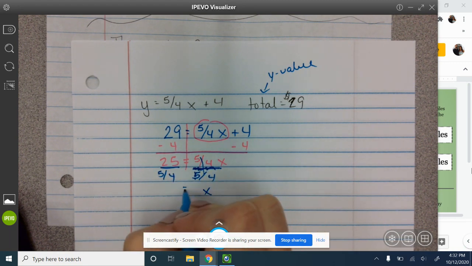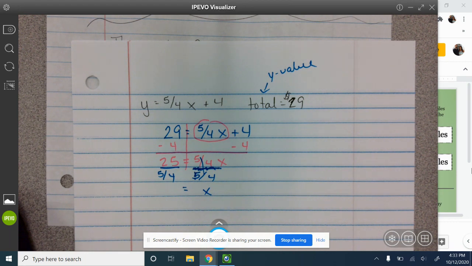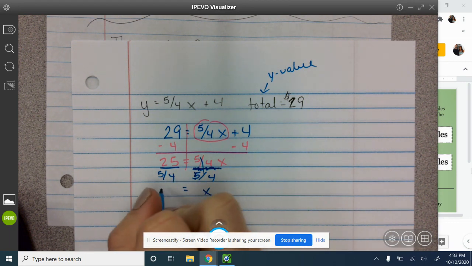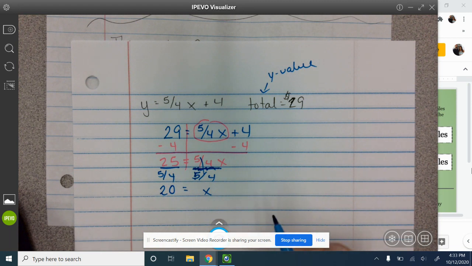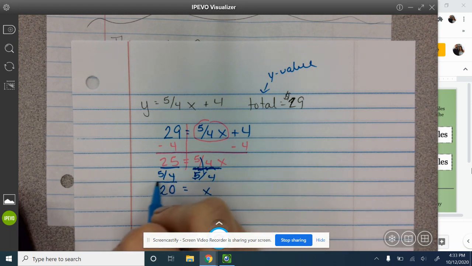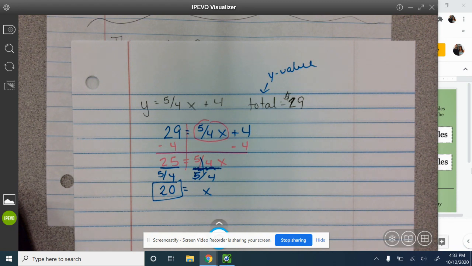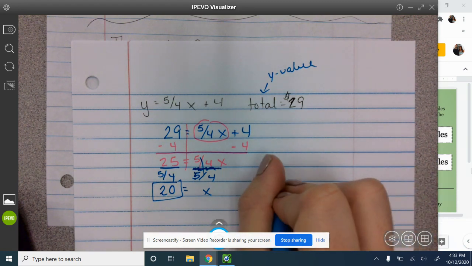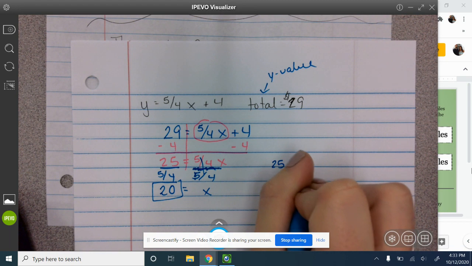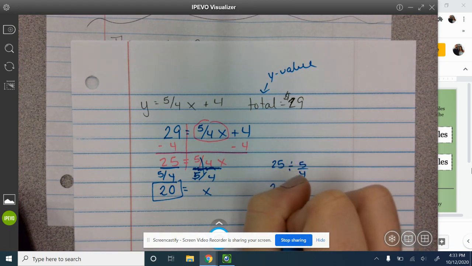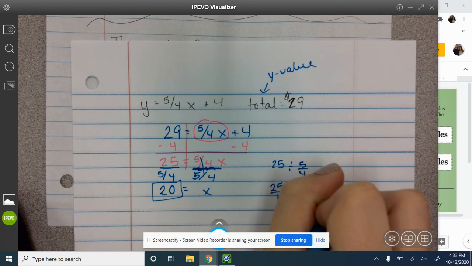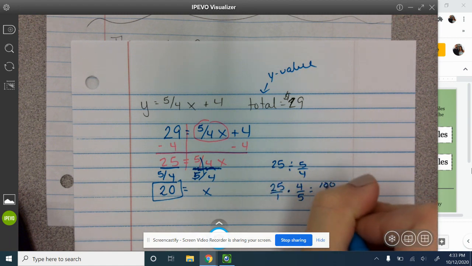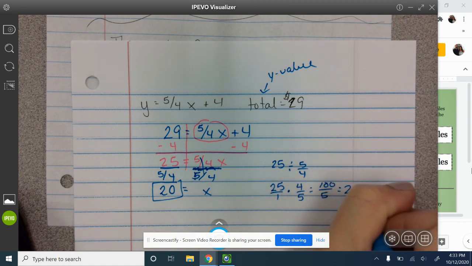Now, I'm going to divide this on the calculator for us, but then I'm also going to show us how to do it by hand. So it is 20. That taxi cab went 20 miles to get a total of $29. If we had divided that by hand, 25 divided by 5/4, remember, it would be multiplying by the reciprocal. So 25 over 1 times 4 over 5 would give me 100 over 5, which is 20.